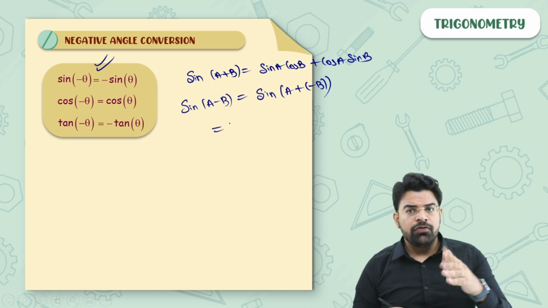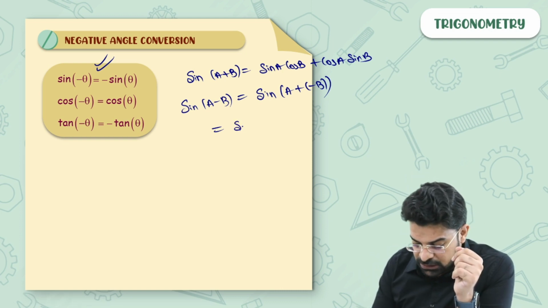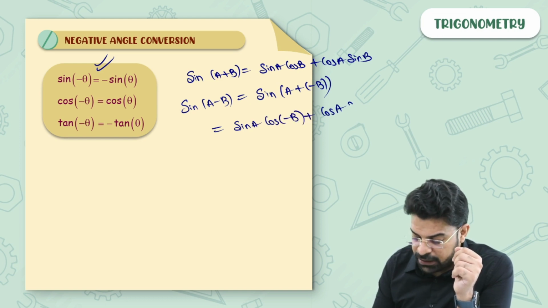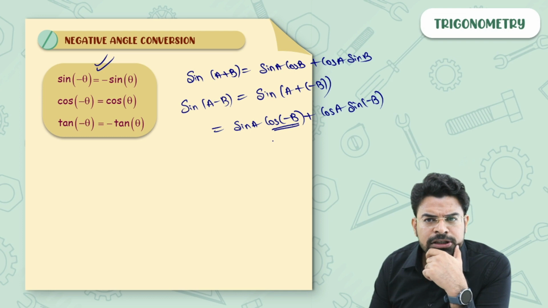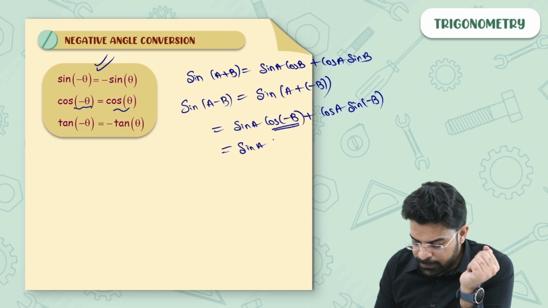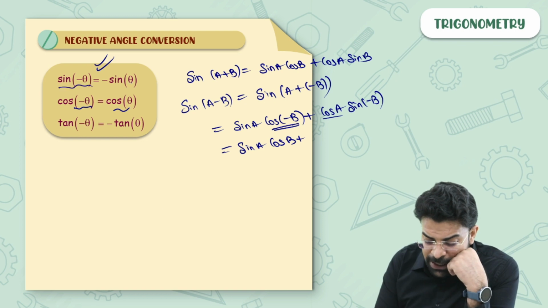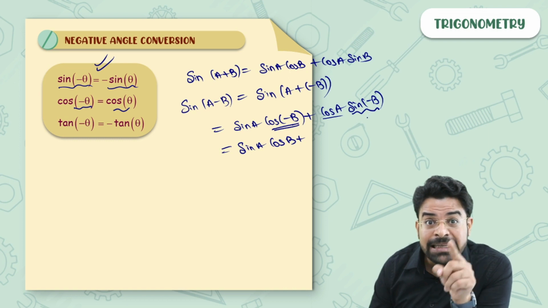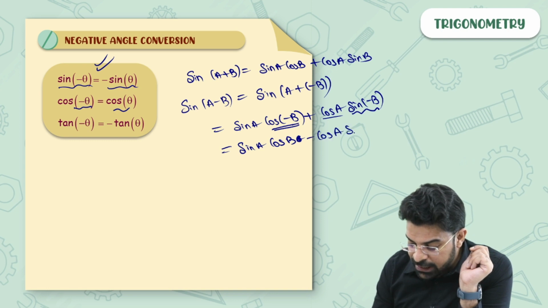Now, since you know that sine of a plus b is sine a cos b plus cos a sine b, we can say that sine of a plus minus b is sine of a into cos of minus b plus cos of a into sine of minus b. Yes, sir. What is cos of minus b? Sir, cos of minus b is cos b. Cos of minus theta is cos theta. So you get here sine a cos b plus cos a sine b. What is sine of minus theta? So minus sine theta. So what is sine of minus b? Sir, sine of minus b is minus sine b. So here you get a minus outside and this becomes minus cos a sine b.